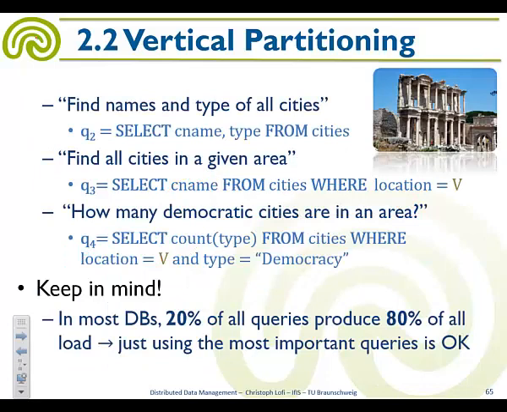So second query could be find the names and types of all cities, so the like CNAME and type from all cities. Then we could have like find all cities in a given area, or how many democratic cities are in a given area, and so on and so on and so on. And then the next thing is we should consider how frequent are these queries, because it's quite common for a lot of systems that a very limited set of queries produces the highest amount of work.